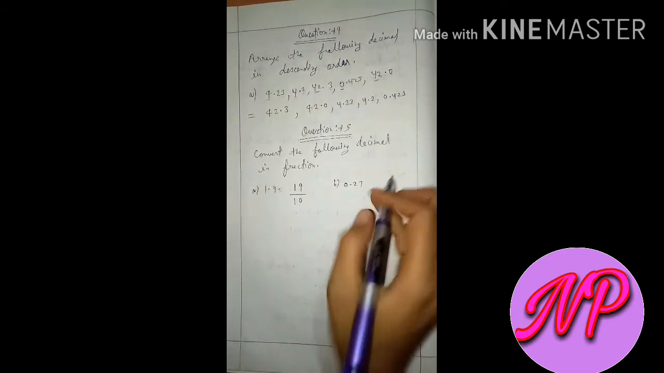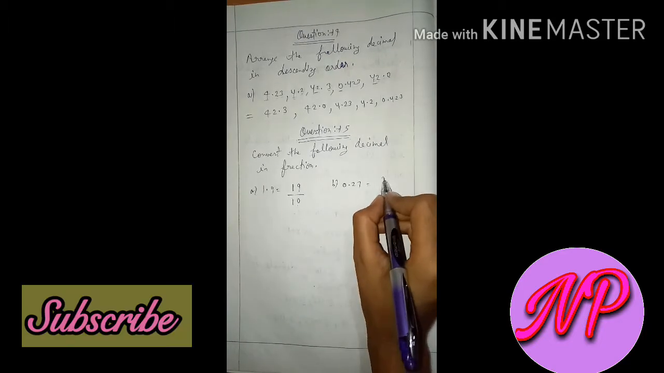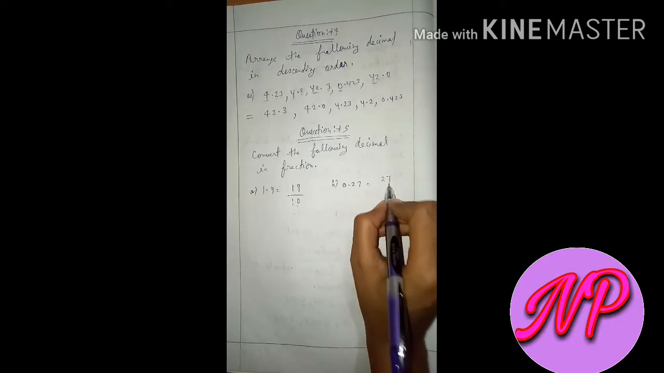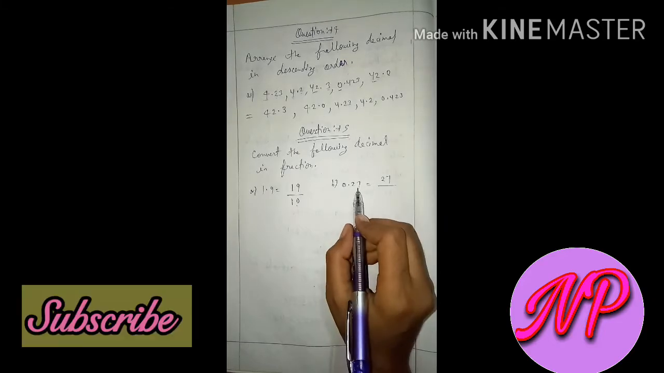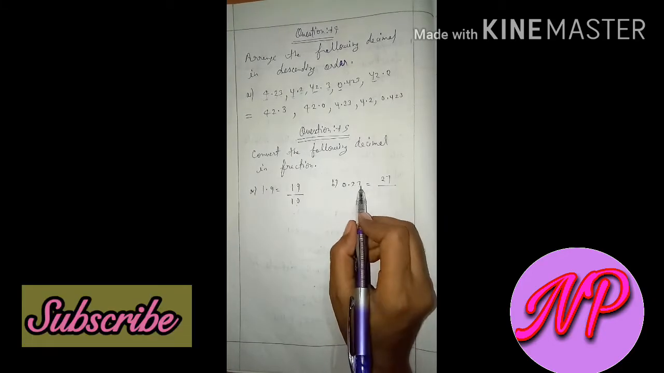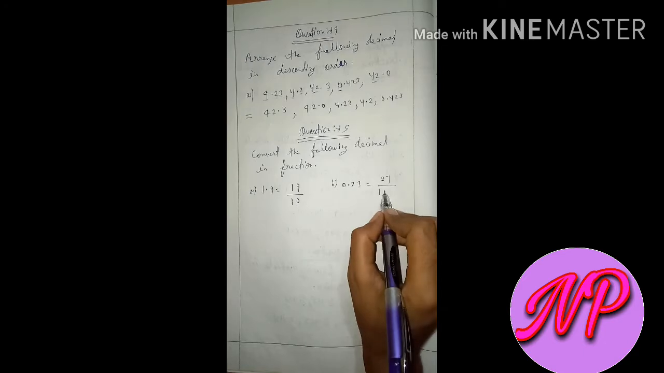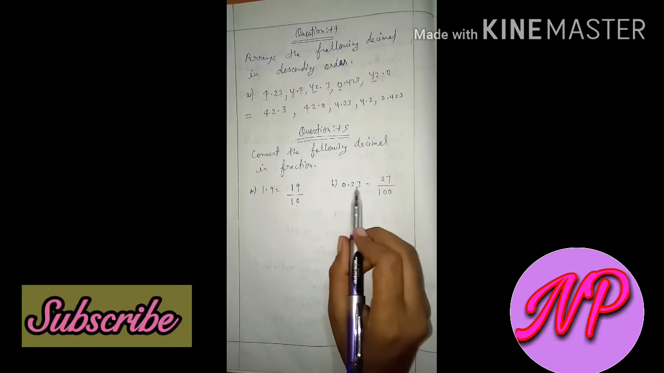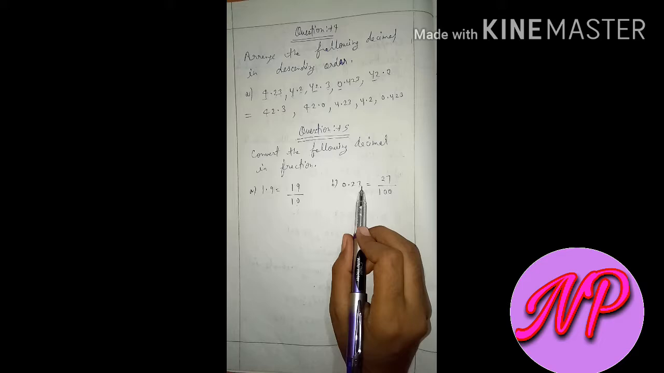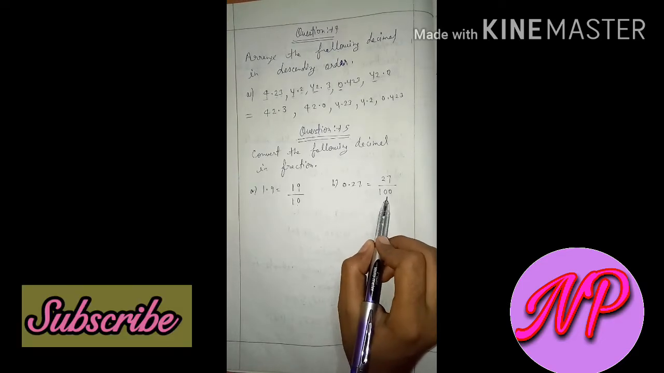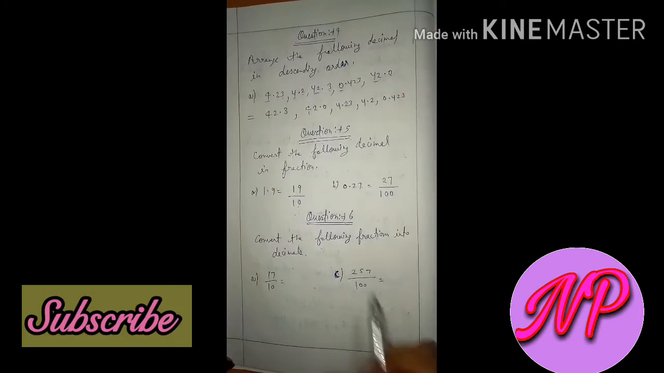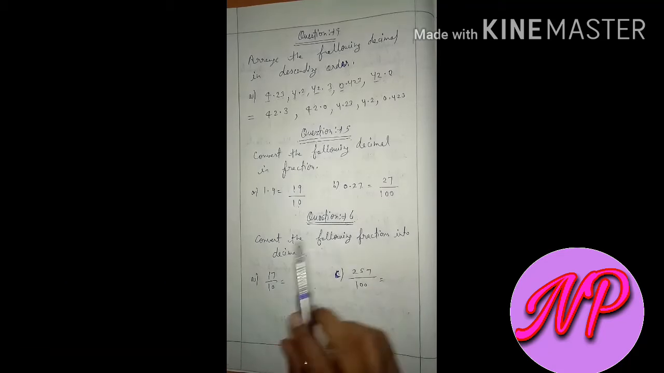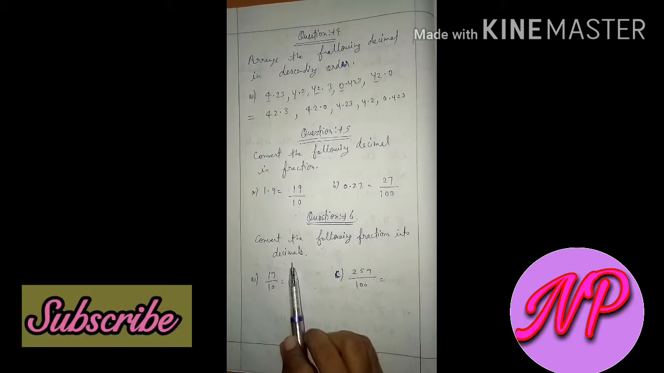Okay, now here 0.27 we will write the number without decimal, 27. And how many digits are there after the decimal? 1, 2, we will write 1 and two zeros, 100. After the decimal 10th, 100th, 27 by 100, 27 divided by 100. Got it?